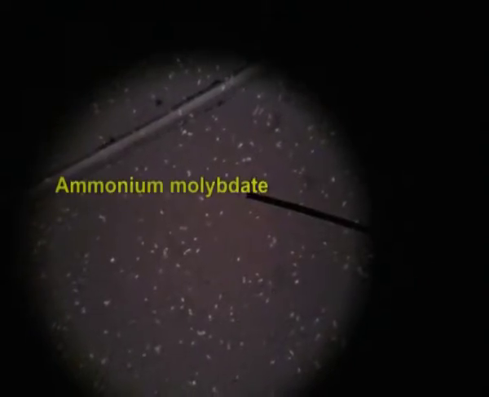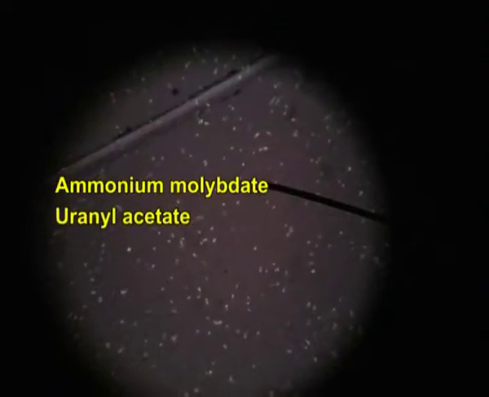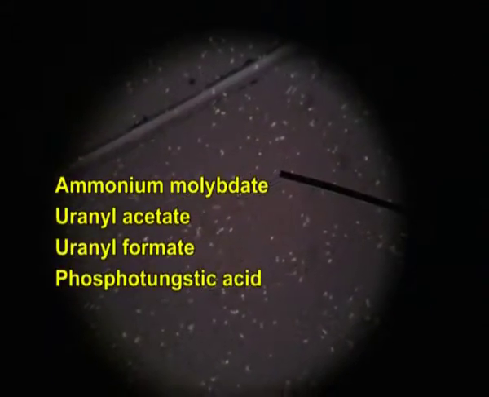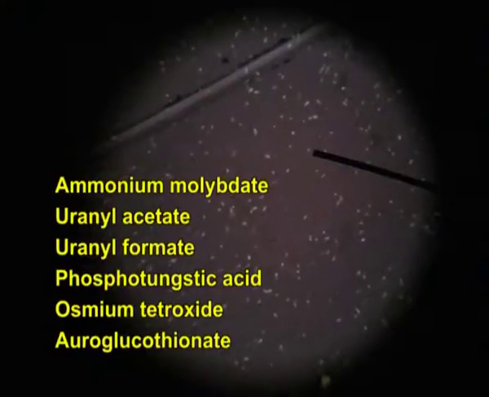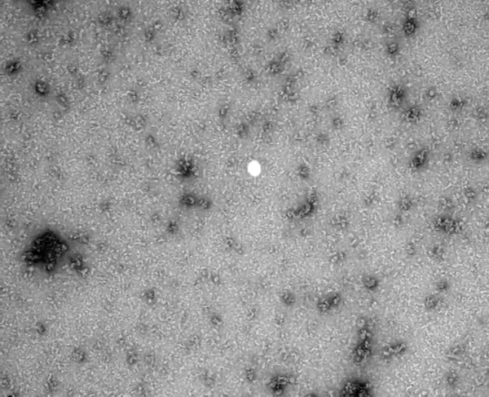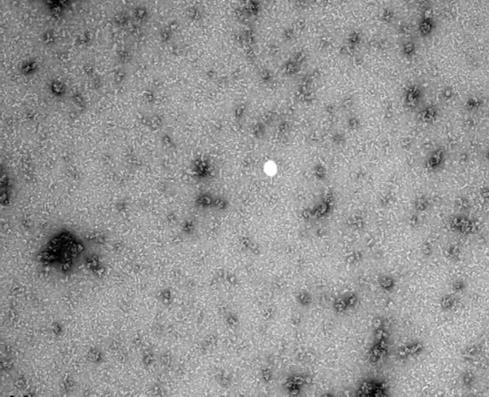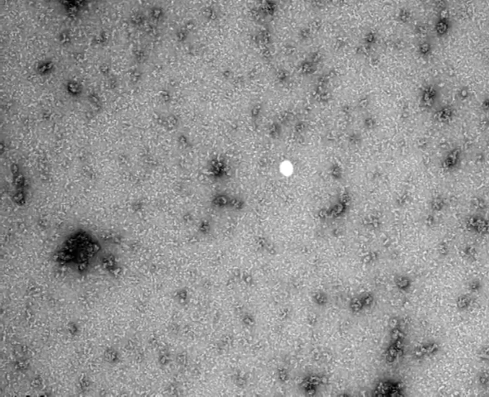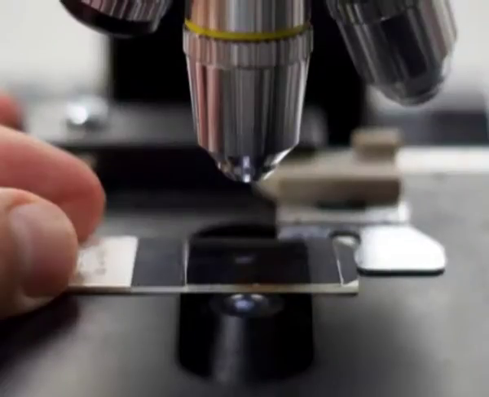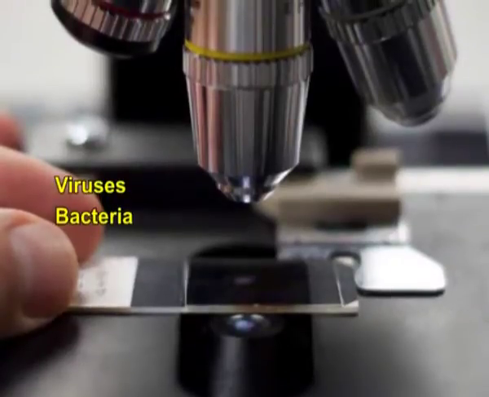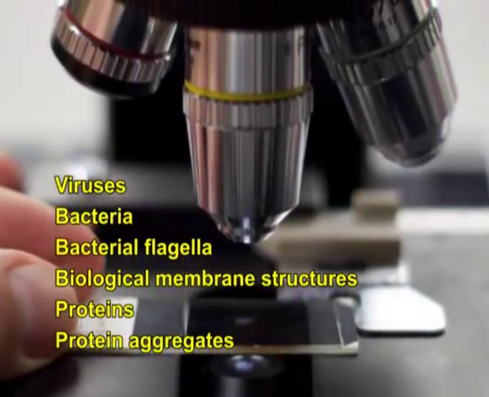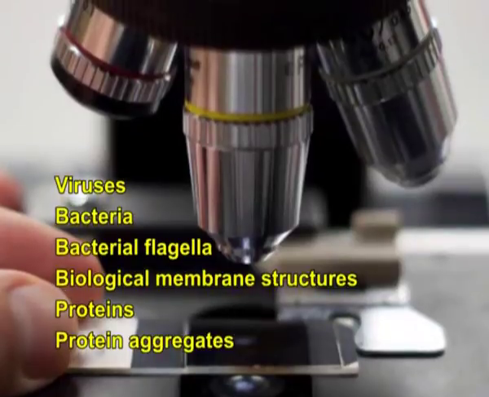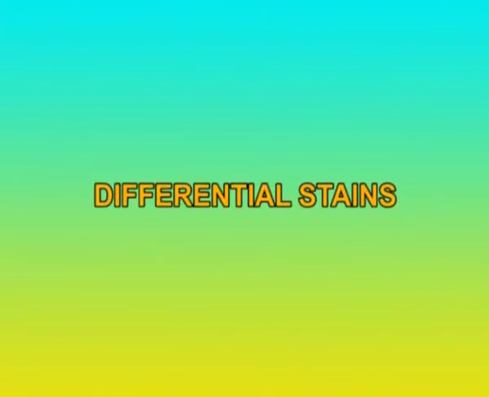Some suitable negative stains include ammonium molybdate, uranyl acetate, uranyl formate, phosphotungstic acid, osmium tetroxide, and aurothioglucose. These have been chosen because they scatter the electrons as well, also absorb the biological matter well, and the method is used to view viruses, bacteria, bacterial flagella, biological membrane structures, and proteins or protein aggregates, which all have a low electron scattering power.